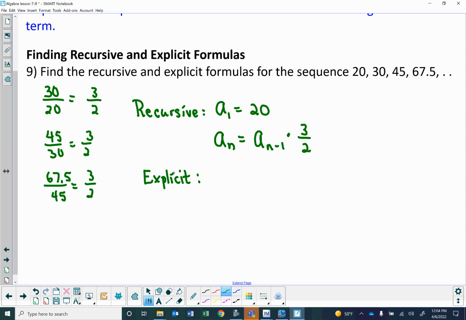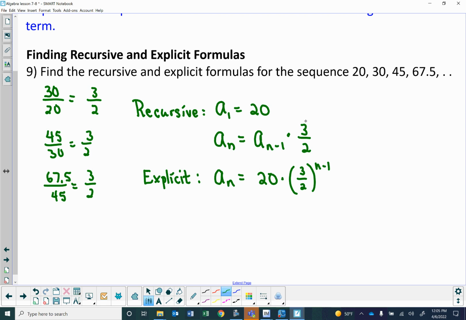So if I needed the 5th number in the sequence, I would have to know what the 4th number was. And I would have to know what the 3rd number was, so on and so forth. But the explicit formula lets you go to any number in the sequence whenever you need to. And the explicit formula just says you take a of n, which is always whatever you're looking for, is going to be your first term, 20, and then you're going to multiply by your common ratio, which is, in this case, 3/2, to the n minus 1 power.